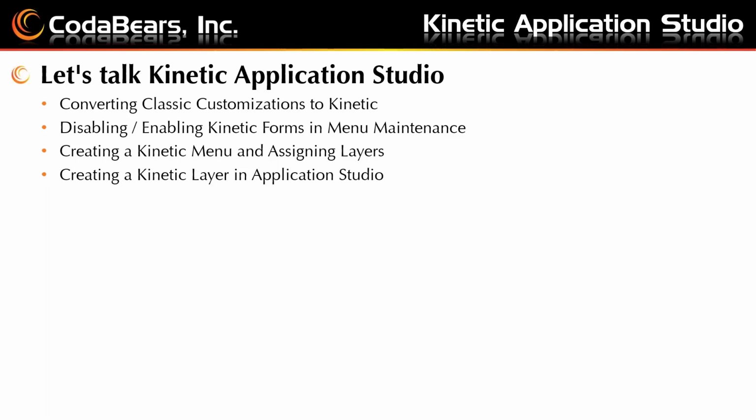So we'll talk about how to disable that, and we're also going to talk about creating a Kinetic menu item inside of menu maintenance and how to assign those layers like you assign customizations to your classic WinForms windows. And then we're going to have a little bit of a demo at the end where we'll go into the Kinetic Application Studio and create our Kinetic layer with a UD field, and I'll show you how that's done.